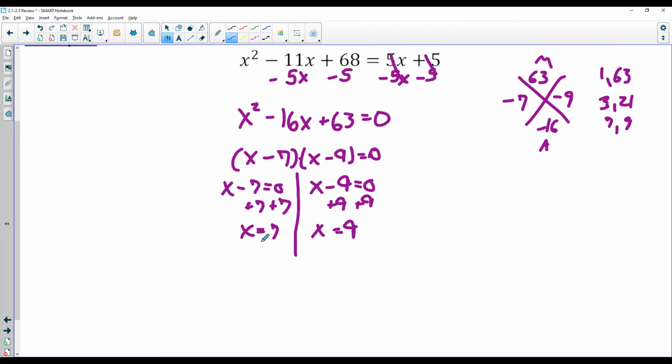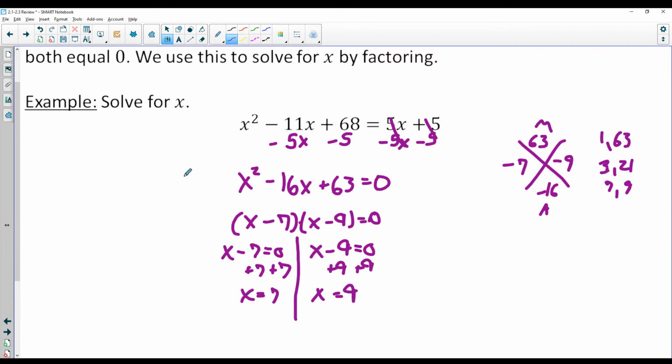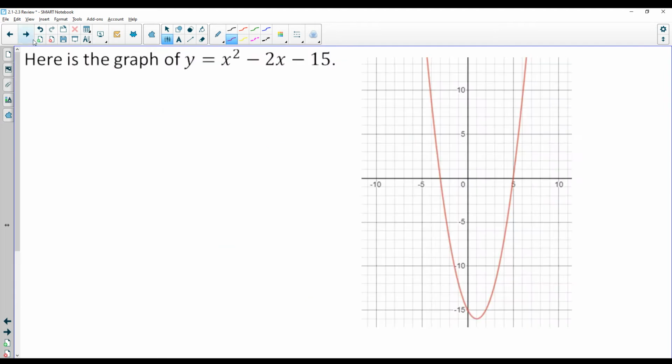And that makes sense because when x is 7, 7 minus 7 is 0 times, it doesn't even matter what that thing is, it's going to be 0. Same thing when x is 9, 9 minus 9 is 0, times whatever this is, doesn't even matter, is 0, so it's going to be true. So that's how we solve for x there. And if you were to plug 7 into this equation and work this out, you would get 0, right? That's the whole point, is this and this are the same thing.